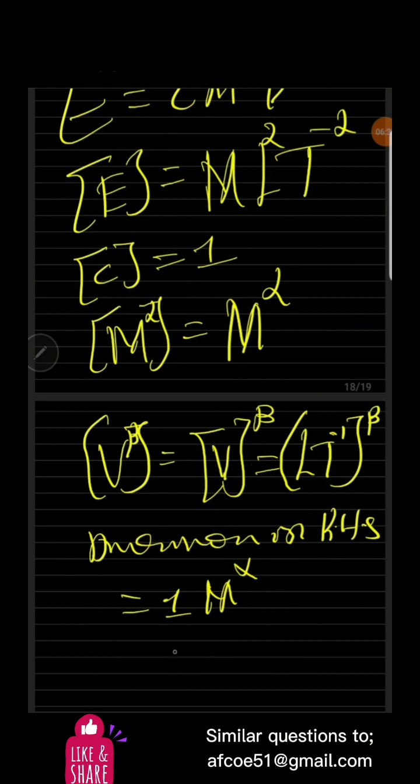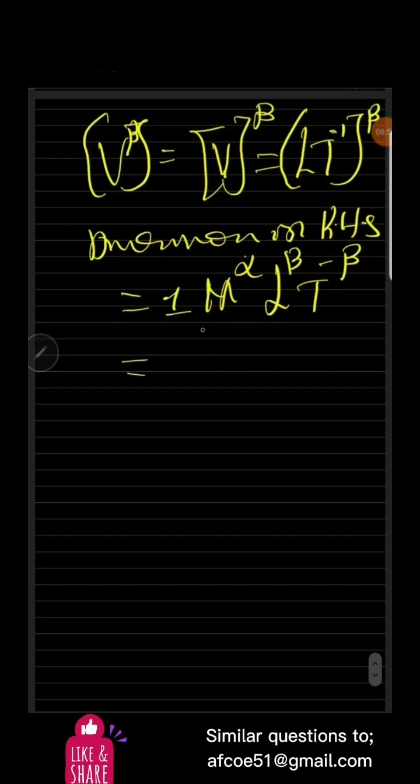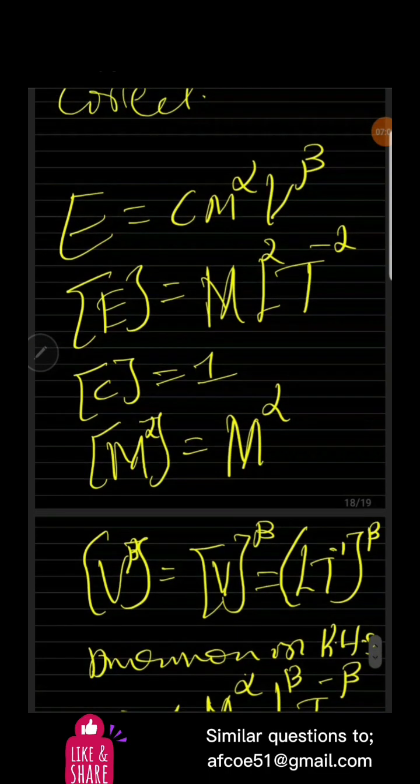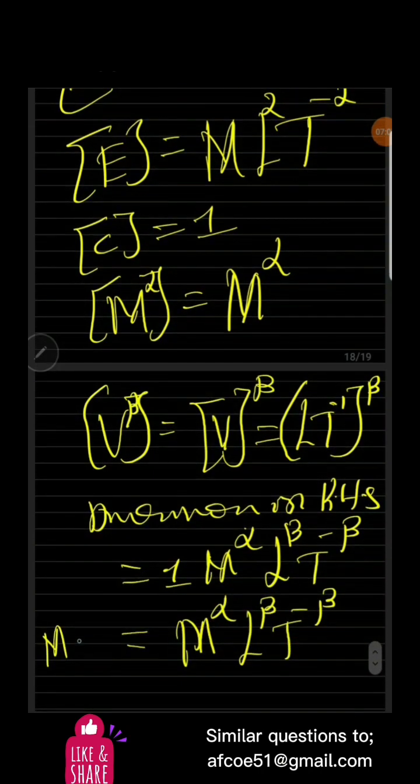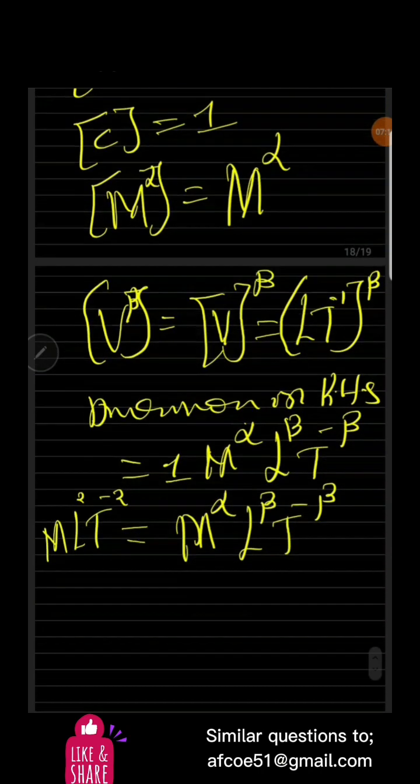We remember that (ab) to the power n is a to the n times b to the n in indices, right? So I'll apply it here. We'll have M to the alpha, L to the beta and T to the negative beta. So which is 1 times M to the alpha, L to the beta, T to the negative beta. And these dimensions have to be equal to the one on the left hand side, which is M L squared T to the negative 2.